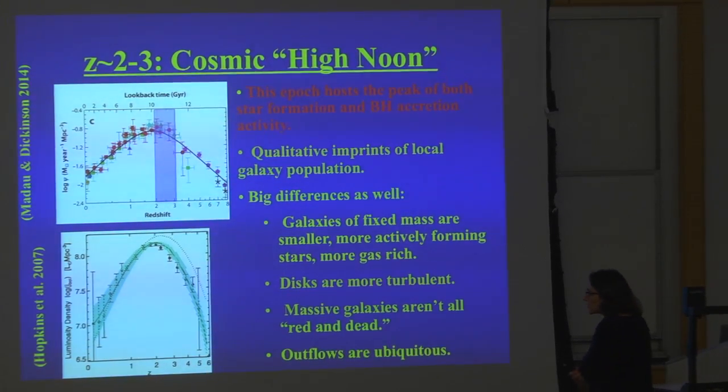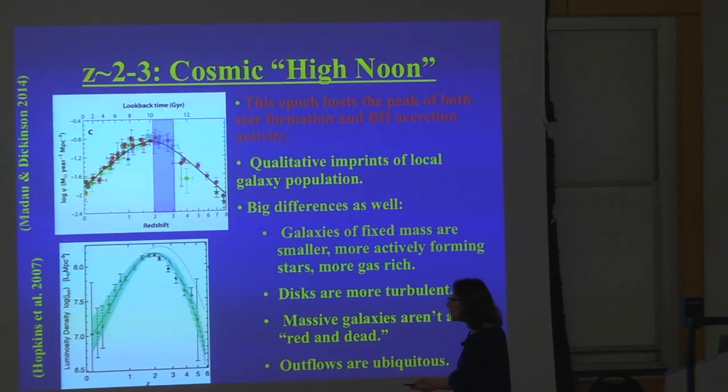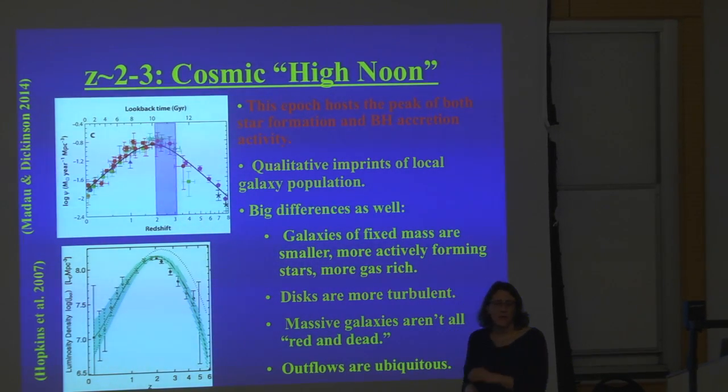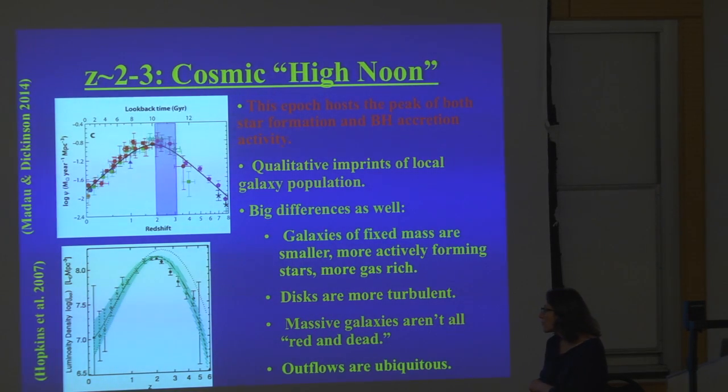So some of the key differences are that galaxies of a fixed mass, so let's say 10 billion times the mass of the sun, are smaller and much more actively forming stars. They contain much more gas in their interstellar media compared to the amount of stars that they have.